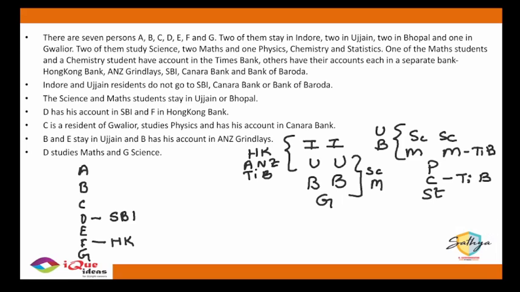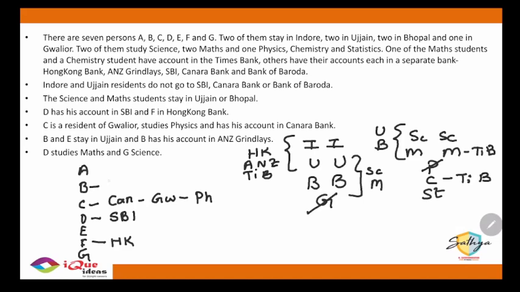Next it says C is a resident of ग्वालियर. तो C का बैंक मुझे पता है, हाँ. So C is Canara Bank, C is a resident of ग्वालियर and C studies physics. That means ग्वालियर is done and physics is done. एक ही ग्वालियर, एक ही physics है, so that is automatically associated with C. C is done. Now B and E stay in Ujjain.